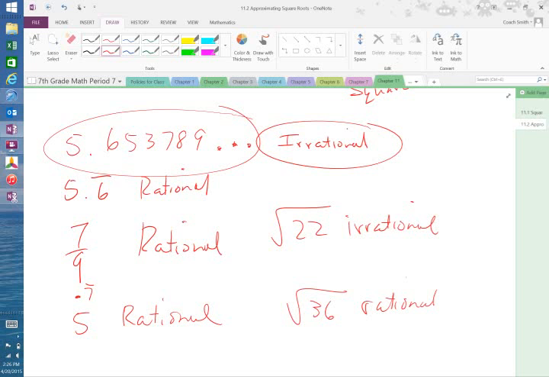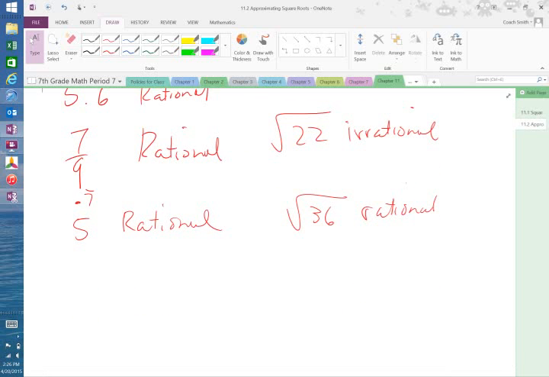How do we take and write the square root of 22 as a fraction? You can't because the decimal number never ends. Here's why a repeating decimal is rational. 0.3 with the bar over it can be written as a fraction. That's 1/3. So I can write that number.